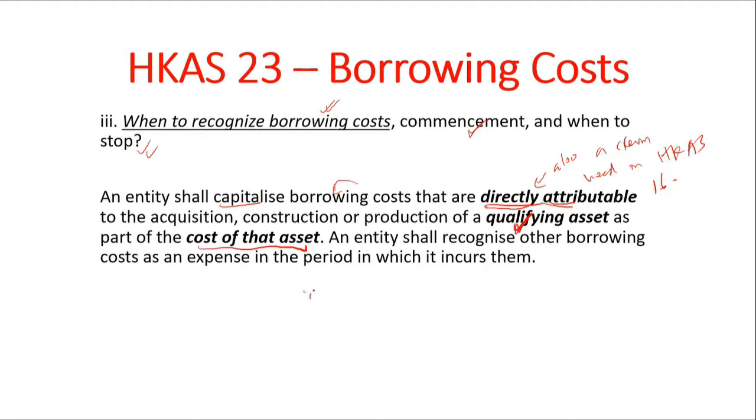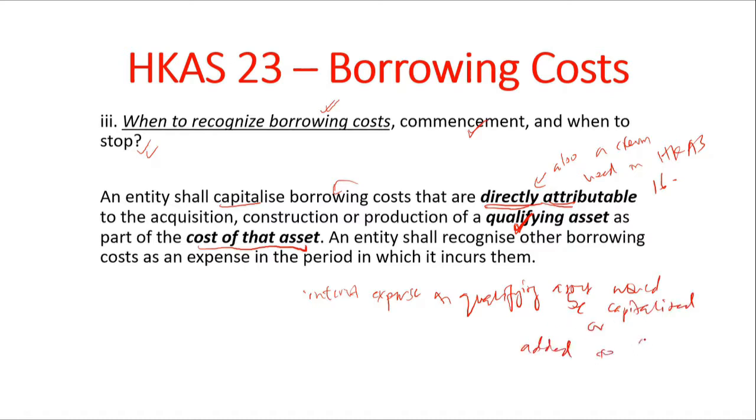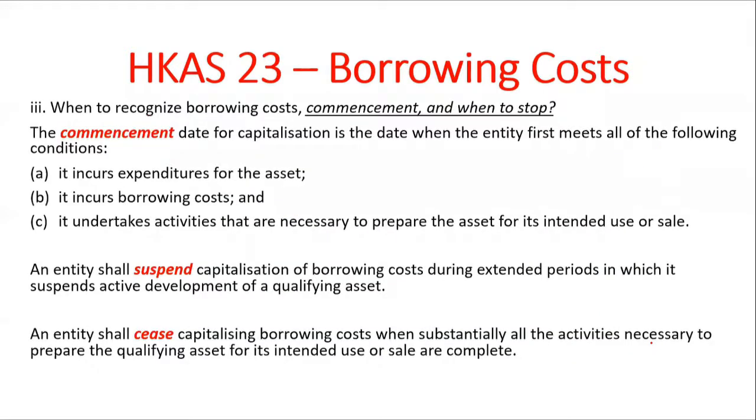So basically, the interest expense on a qualifying asset would be capitalized, would be added to the asset's cost. That's what it is saying. So basically, the company will capitalize the interest expense on the qualifying asset.